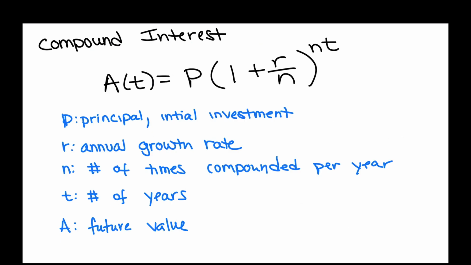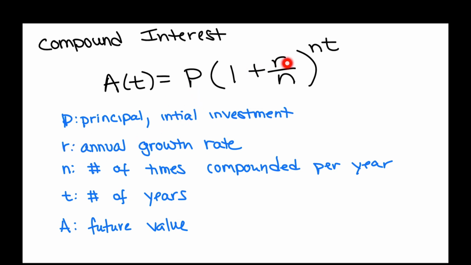Now, one specific example of exponential growth is compound interest. So I have a special kind of exponential function on the screen. This is our compound interest formula. The A, the output, stands for the future value of our account. How much money will we have in the future? The P, this is our y-intercept. This is our initial value, or sometimes called the principal. This is the amount you're starting with.